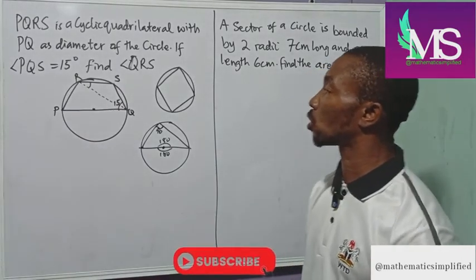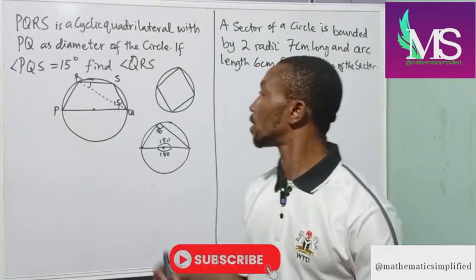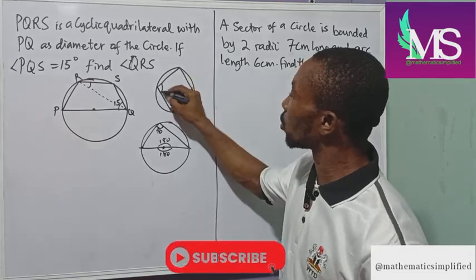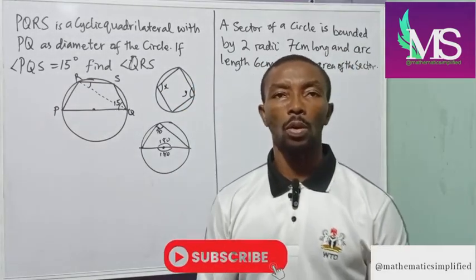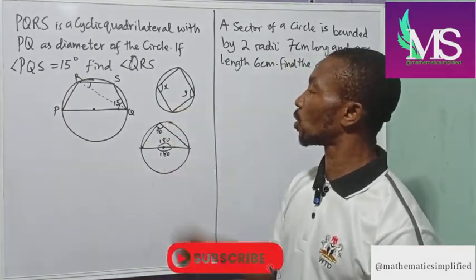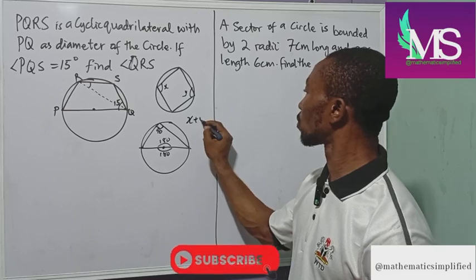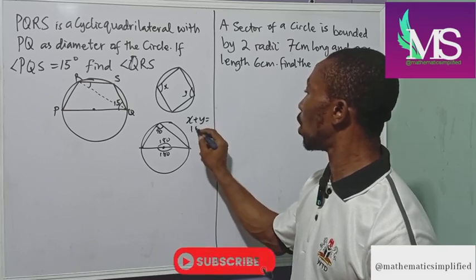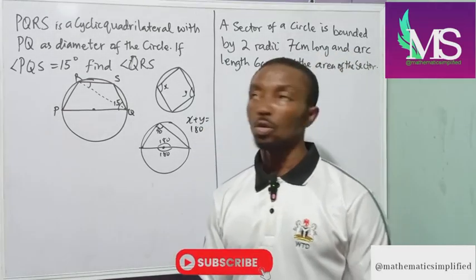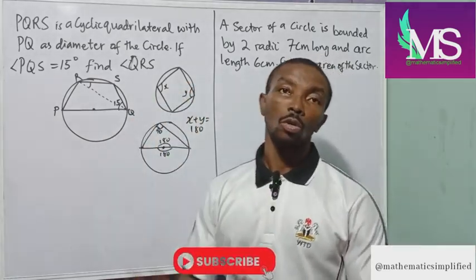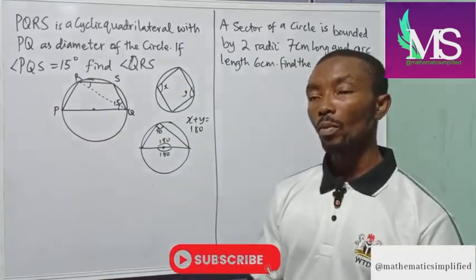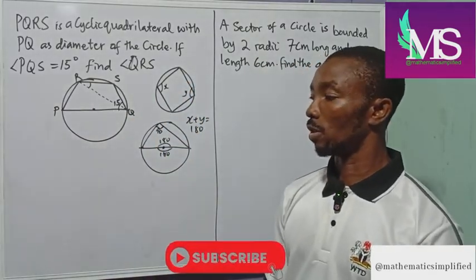Another thing we should also consider in a cyclic quadrilateral is that the opposite angles x and y are supplementary. What do we mean by that? That x plus y equals 180 degrees. So as long as it's a cyclic quadrilateral, these two angles must always sum up to 180 degrees.